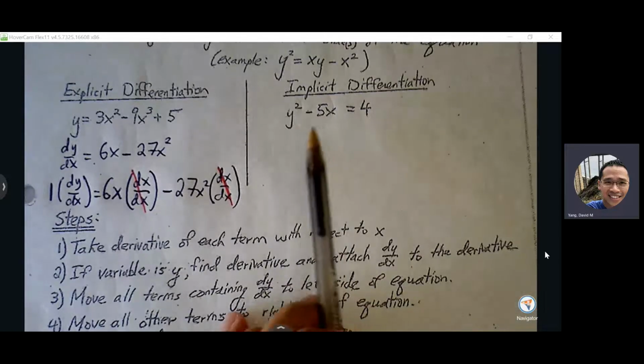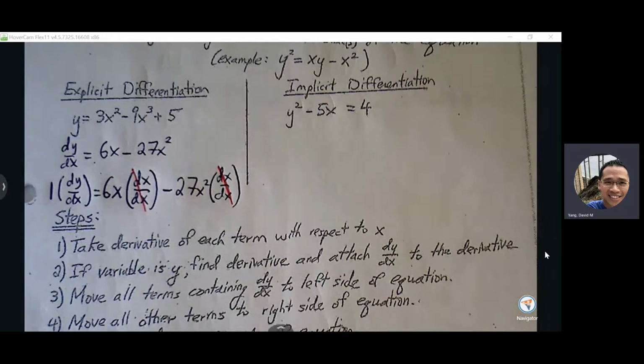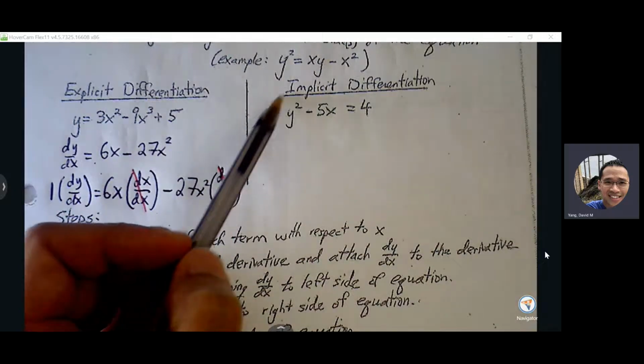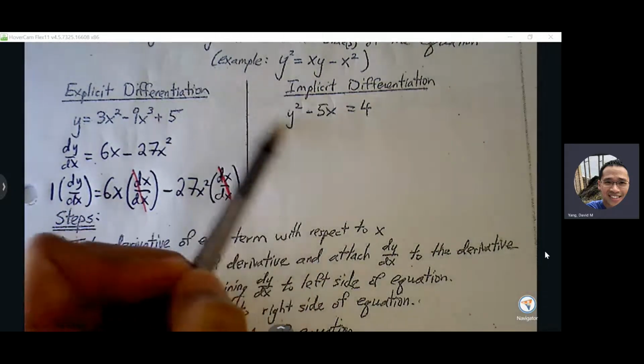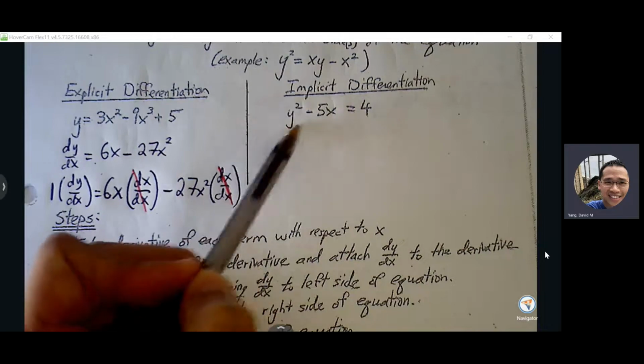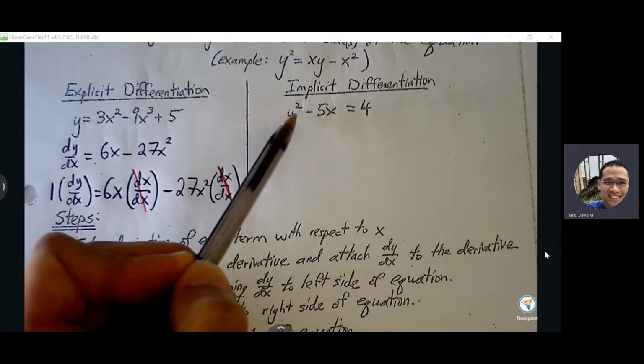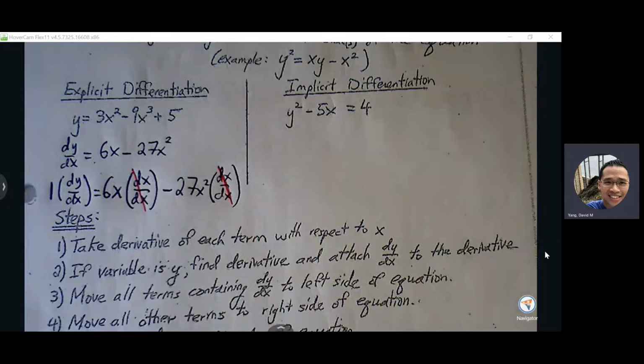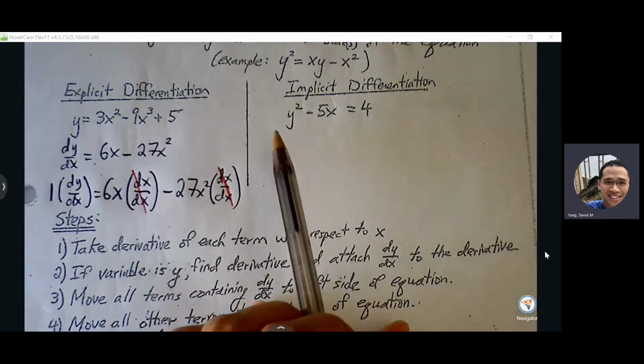Okay, y squared minus 5x equals 4. These are all nice, clean, power rule terms. There's nothing that's messy about these variables. We just have to go through this process. Okay, but first we recognize that there's something a little bit different about this equation, right? The y is not by itself. There's something done to the y variable. So anytime there's something different done to the y variable, you have to go through this implicit differentiation process. Okay, so let's go through and find the derivative.